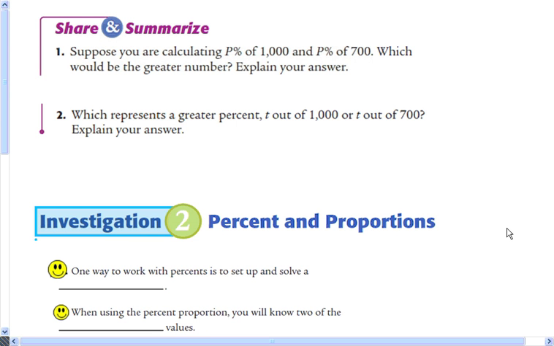This is lesson 312, percents and proportions. So we're going to learn how to use proportions to solve percent problems. I just want to quickly summarize what you learned in the last lesson there.